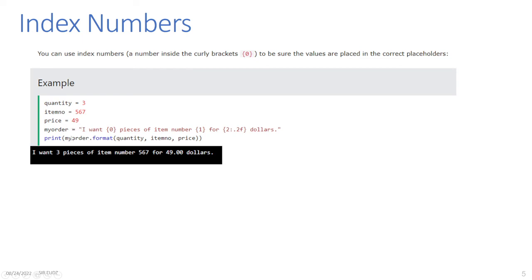So my order equals I want, pieces, so 0, that means I'm referring to the first item in the format function, then 1 is the second item. For 2, that's the index, colon .2f dollars. So I have to print my order dot format. So again, quantity, that is index 0, item number, that's index 1, and price, that is index 2. So I want 3 pieces of item number 567 for $49.